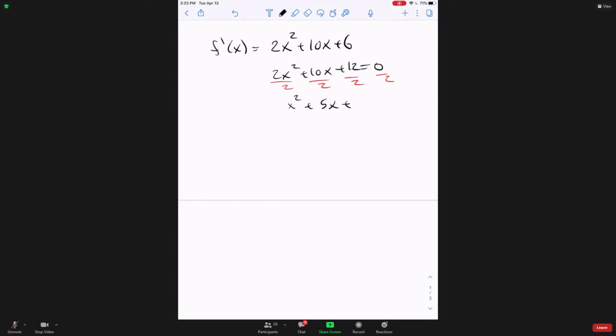So when you divide by 2, you get x squared plus 5x plus 6 equals 0. Then from there, you factor, and you get x plus 3 times x plus 2. So you get x equals -3, x equals -2.